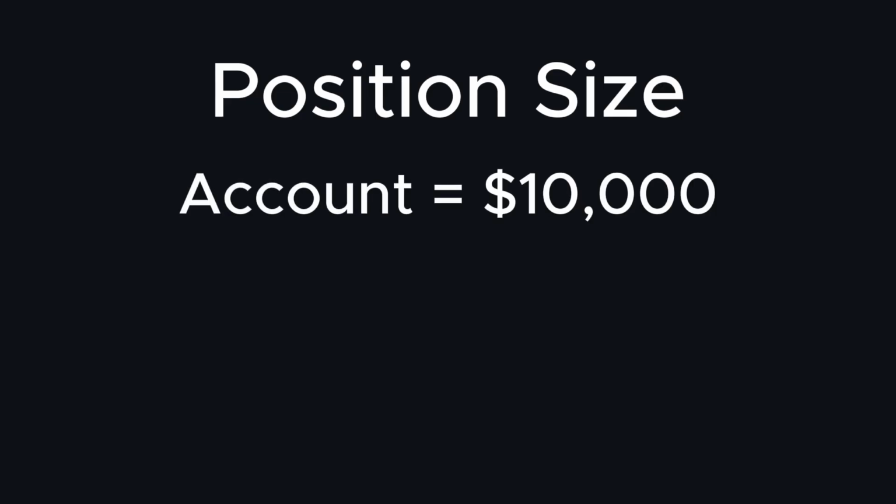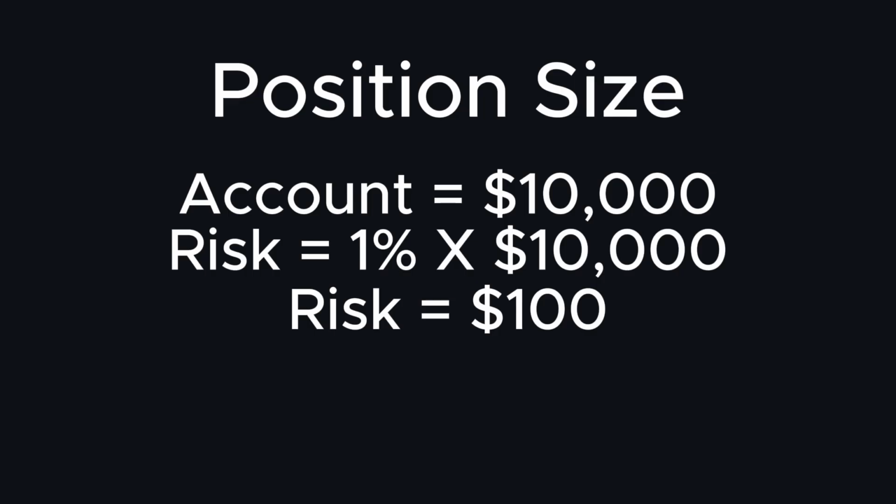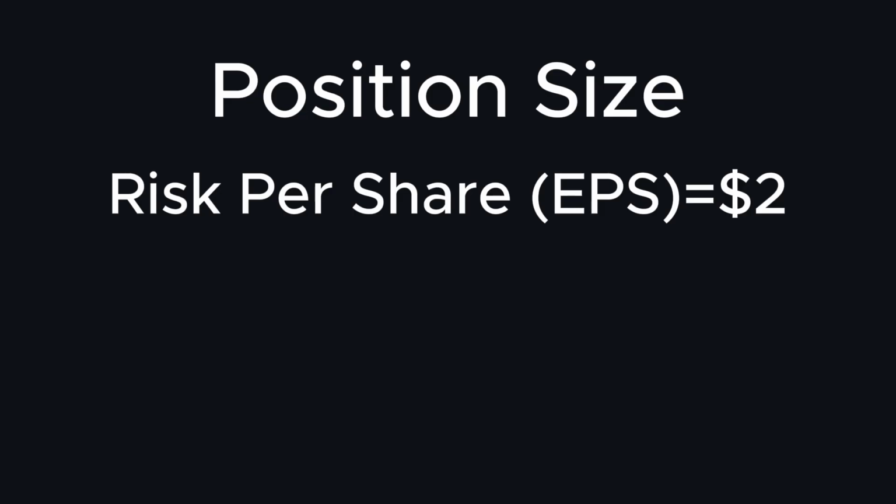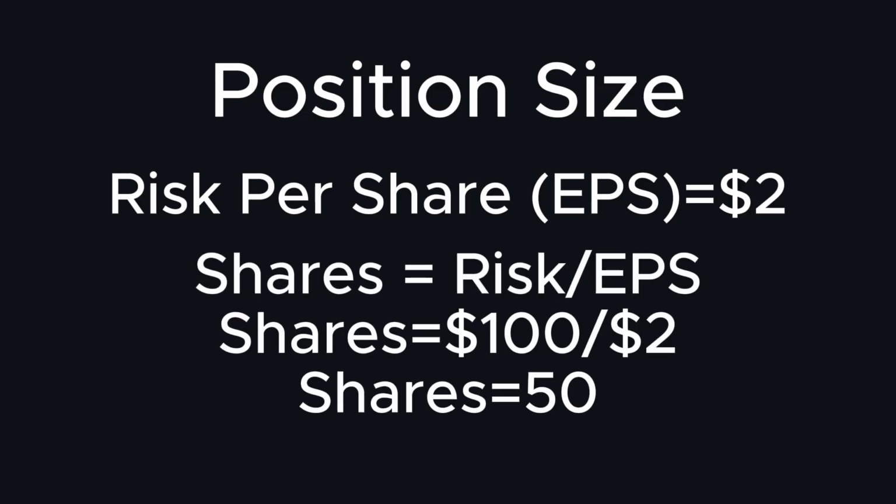So position size, this is where everything really starts to come together. Let's say your account is $10,000. Say you have $10,000 in your brokerage account and you decide you want to risk 1% of that. So that's $100 on a trade. Now let's say your setup gives you a $2 risk per share. That means 100 divided by 2 equals 50 shares. So you can buy 50 shares of that stock, and that's only $2,500.